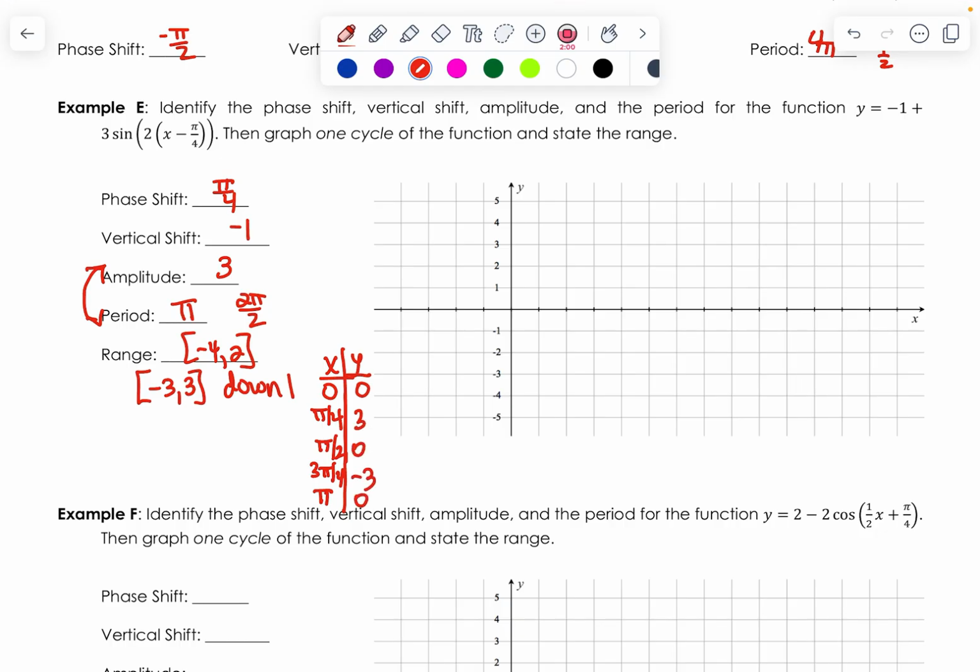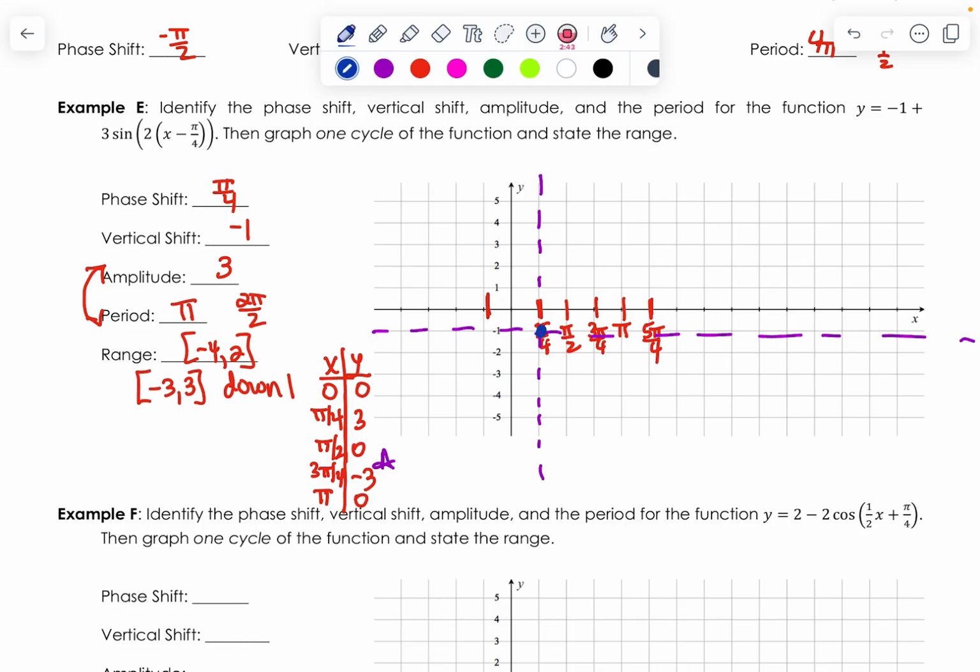Then I have a phase shift of pi over 4. So good news, pi over 4 and the phase shift are the same. This is going to go right, so I'm going to need to go a little bit to the right there. Okay, so now watch what I'm going to do. I'm going to now make my new axes, and then this is down 1.